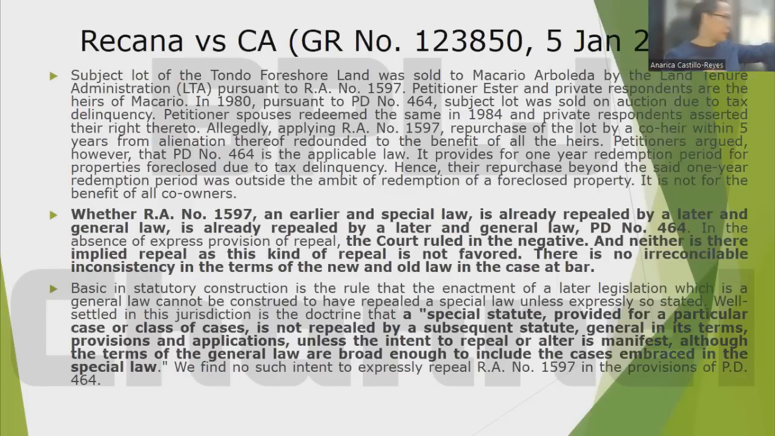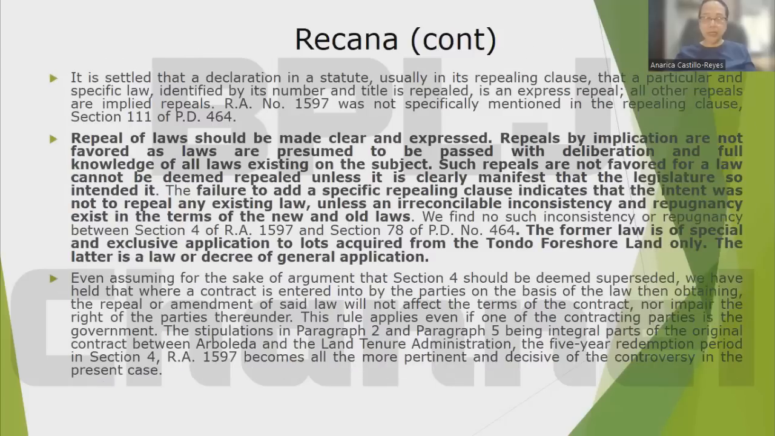The case of Recana versus Court of Appeals. The issue in this case is whether or not Republic Act 1597, an earlier and special law, is already repealed by a later and general law, PD 464. The court ruled in the negative, and neither is there implied repeal, as this kind of repeal is not favored. There is no irreconcilable inconsistency in the terms of the new and the old law. A special statute provided for a particular case is not repealed by a subsequent statute, general in its terms, unless the intent to repeal or alter is manifest, although the terms of the general law are broad enough to include the cases embraced in the special law.